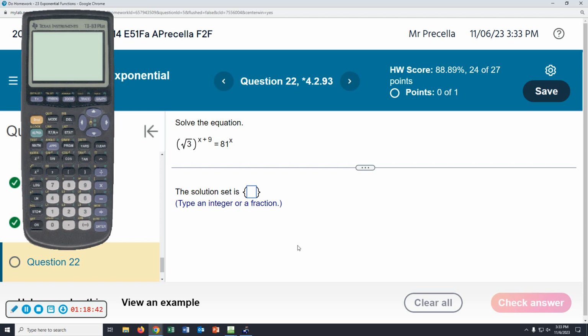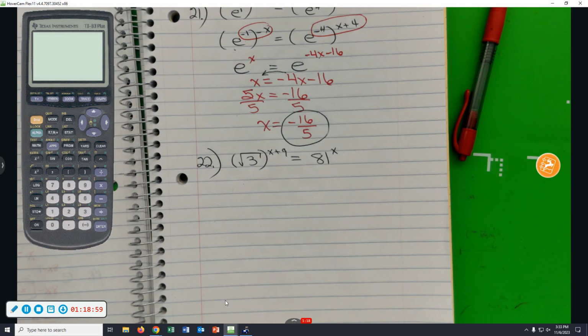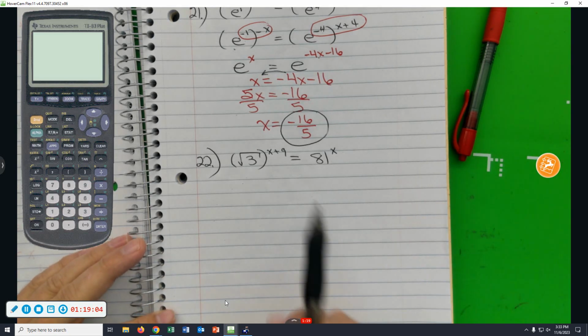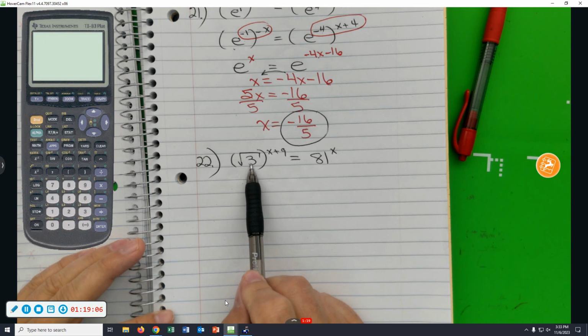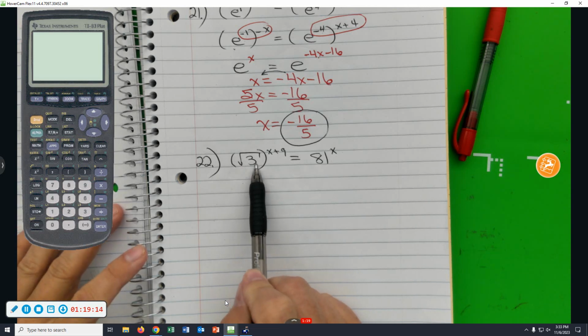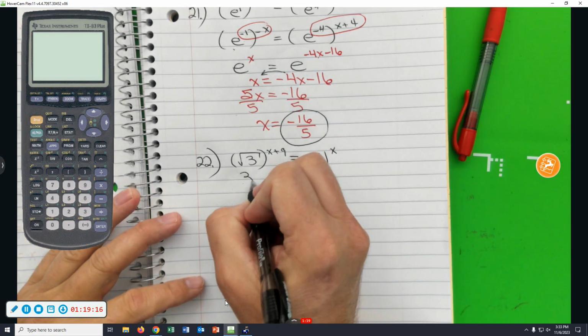Okay, we have the square root of 3 to the x plus 9 is equal to 81 to the x. Well, we've got to get a common base. The smaller base here is a 3, but because of that square root, that's a problem. But we know what to do. Rewrite the square root of 3 as 3 to the 1/2.